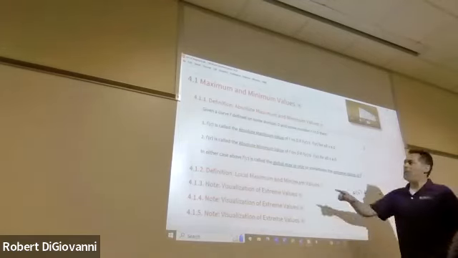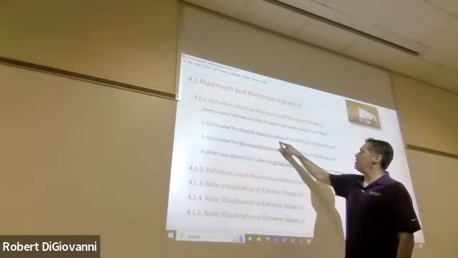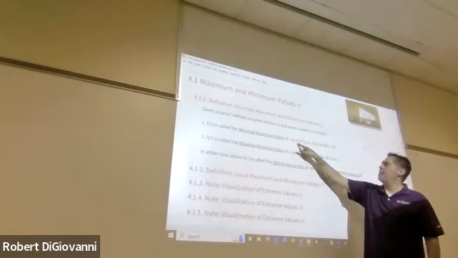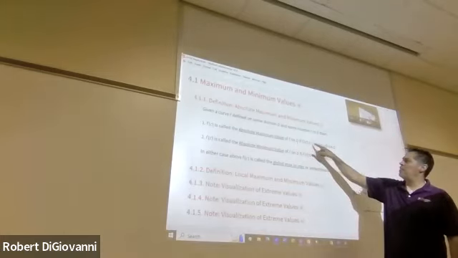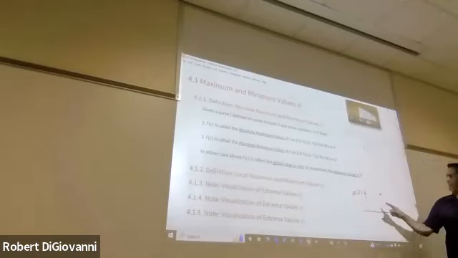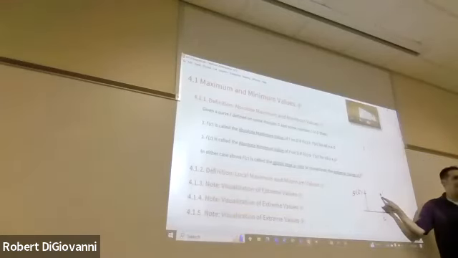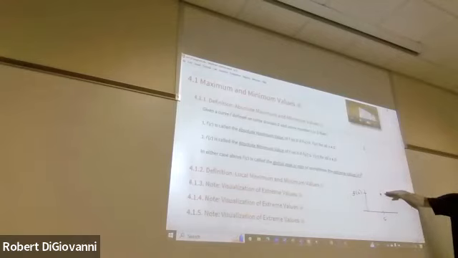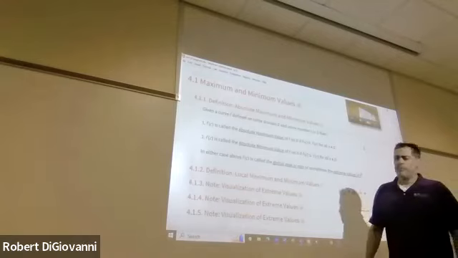is called the absolute maximum value of the function f on that domain if f of c is bigger than or equal to f of x for all x in the domain. Okay, that just means that this is the highest point on the graph. That every point around it is equal to it or below it. All right, that would be the value of the function.